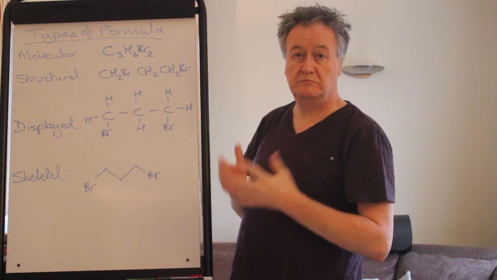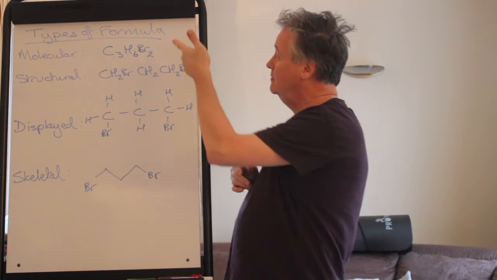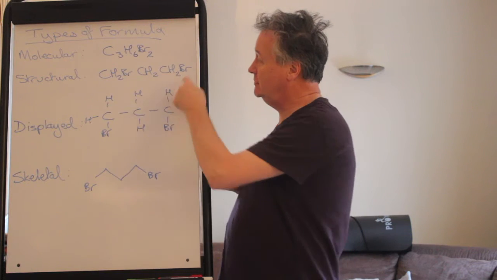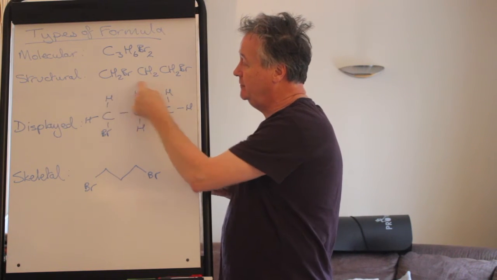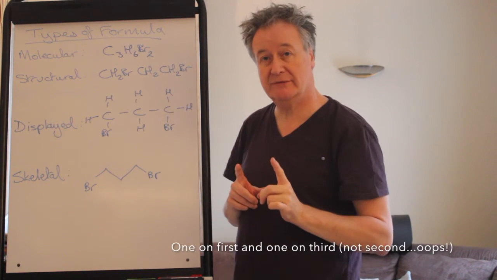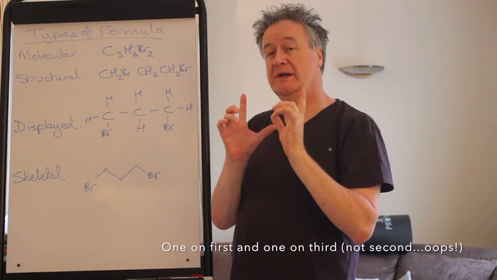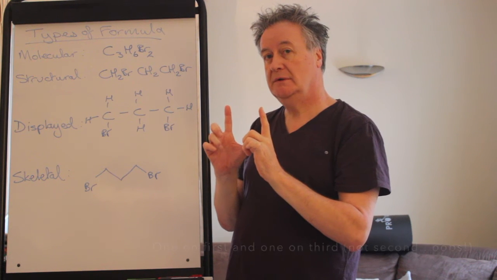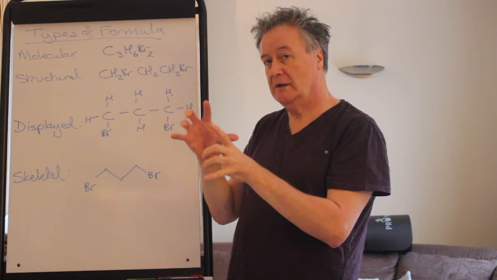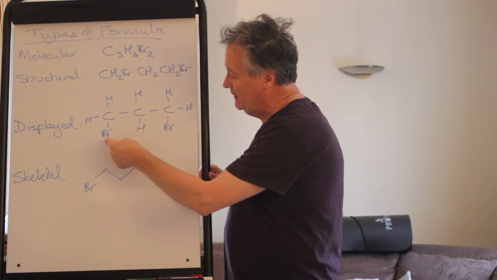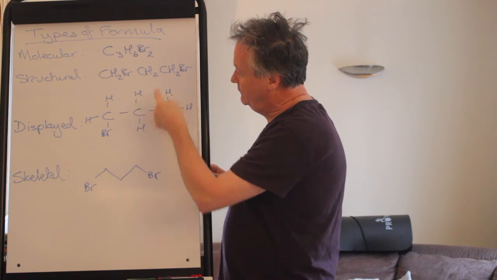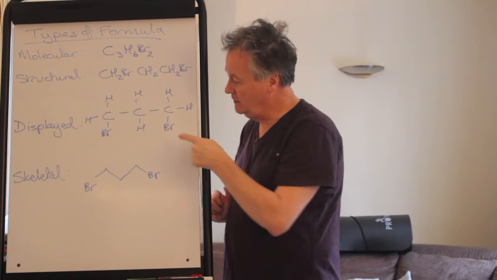C3H6Br2. Where are the bromines? The molecular formula doesn't tell you. The structural formula tells you that there's one on the first carbon and one on the second one. No brackets around the Br because it's a single atom. It's not a group like OH was before. And here is the displayed formula version of that structural formula with the bromines there.